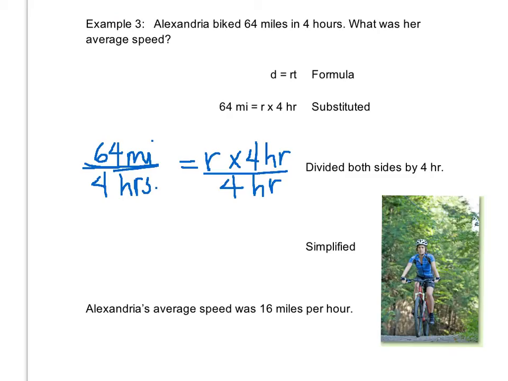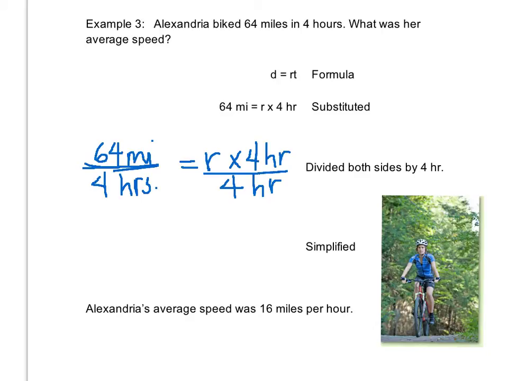All right, example 3. Alexandria biked 64 miles in 4 hours. What was her average speed? Now, during her bike ride, Alexandria may not have traveled at a constant speed. Some stretches may have been fast and others slow. Her average speed is the rate at which she would have completed the trip if she had ridden at a constant rate. We can find the average speed with the distance formula.